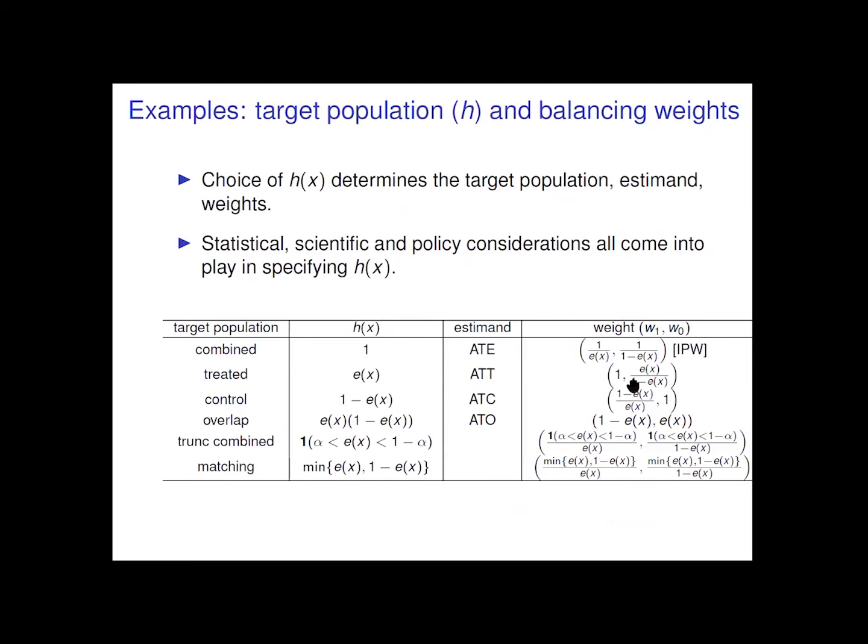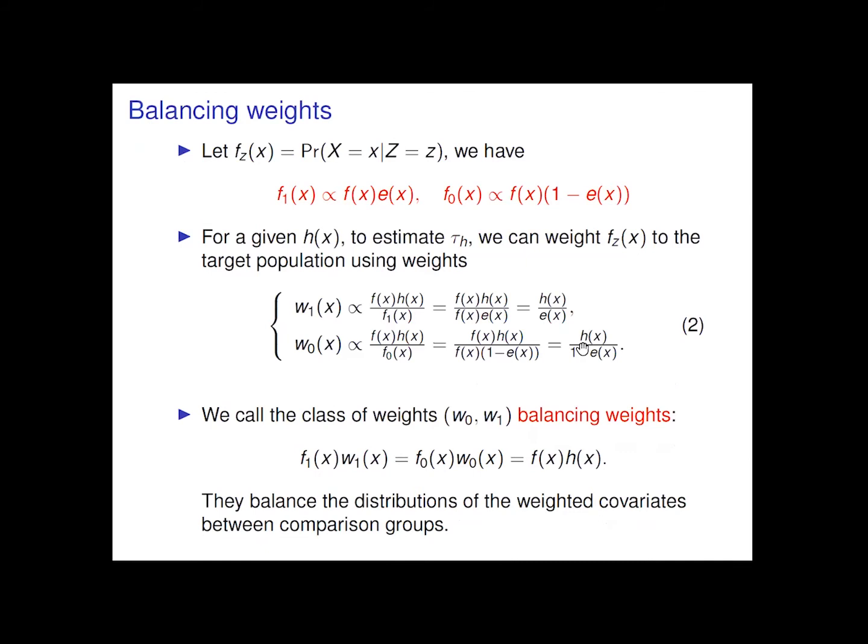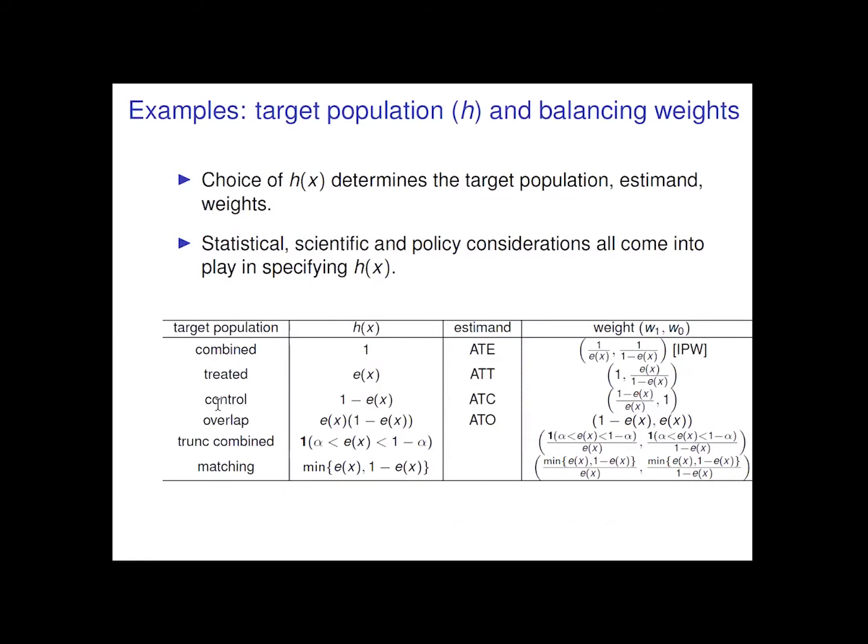So just to use this formula, define weights: for the treated units, you don't do anything, and for the control, you weight them by e(x) divided by 1 minus e(x). Again, this is directly derived from this equation, the balancing weights, right? Then if you're interested in the control group, your tilting function h(x) is just 1 minus e(x), and then you can define weights accordingly.